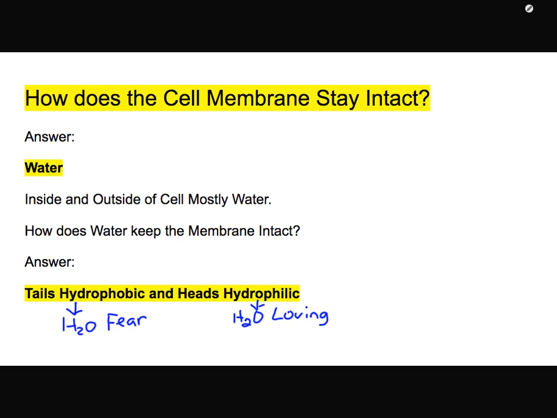So whatever I've highlighted will be fair game for your quiz. So just realize that. Whatever I've highlighted is fair game for the quiz.